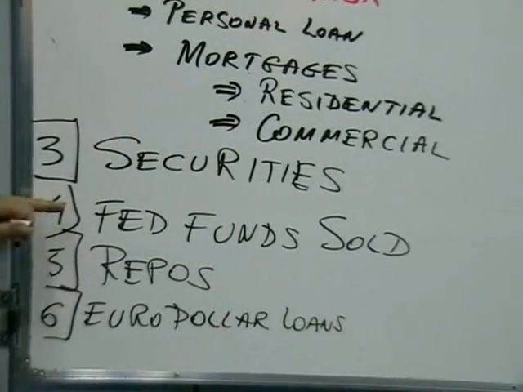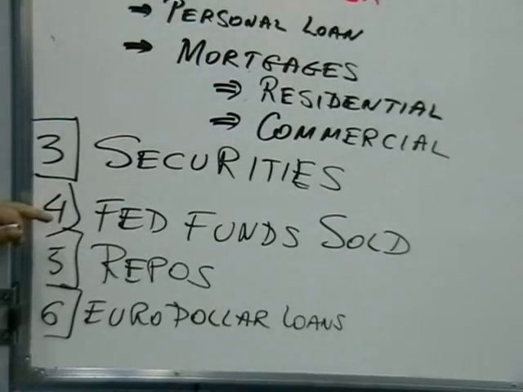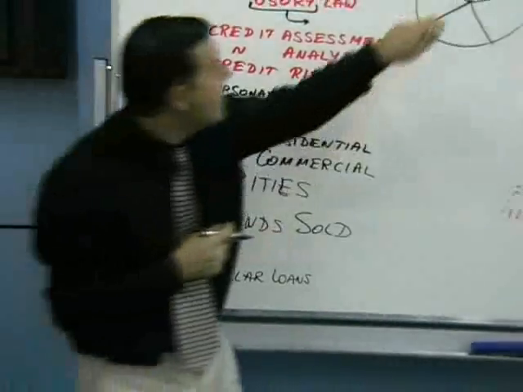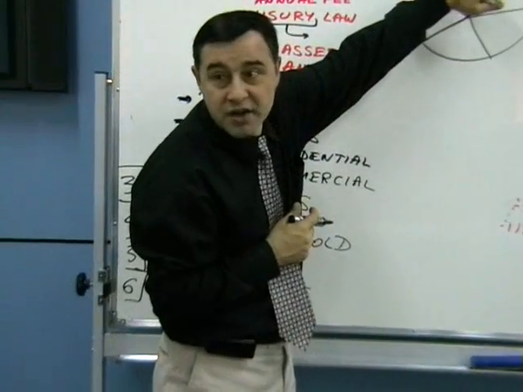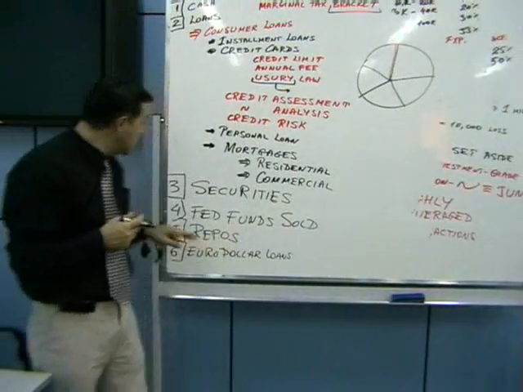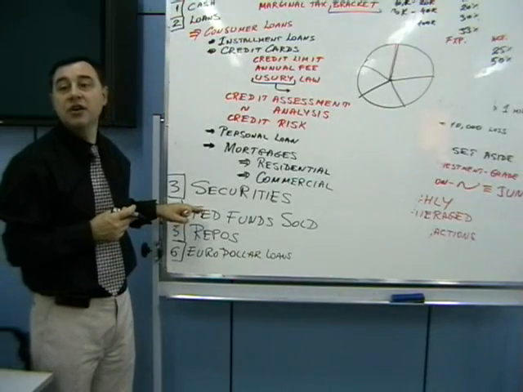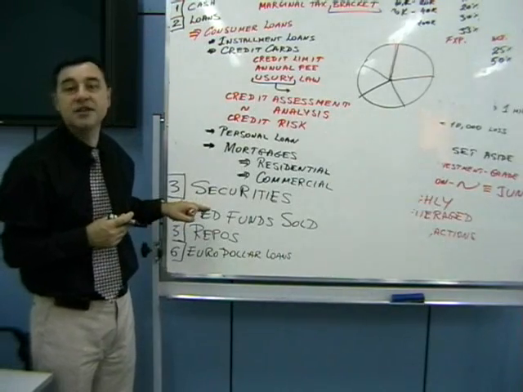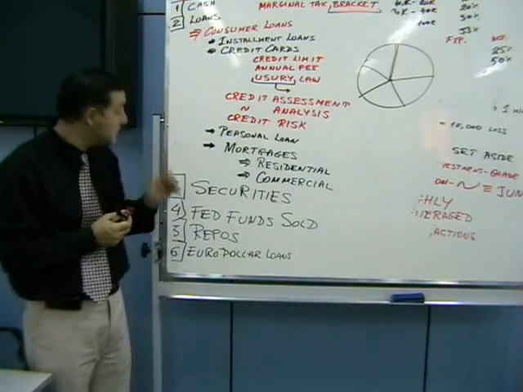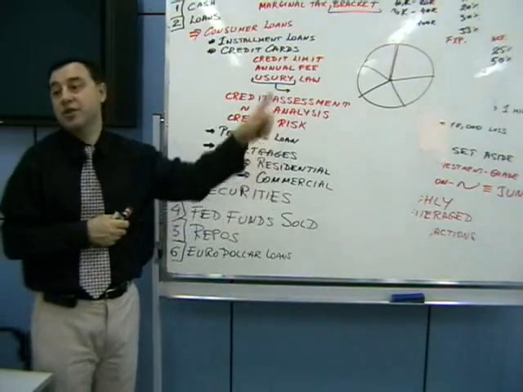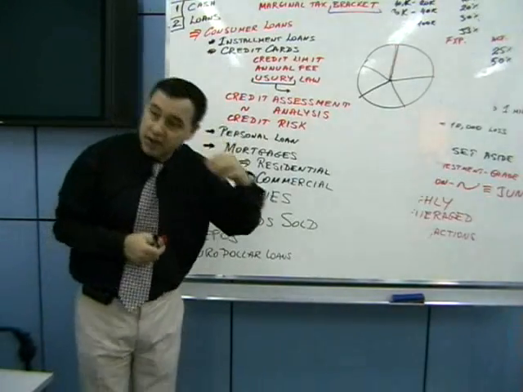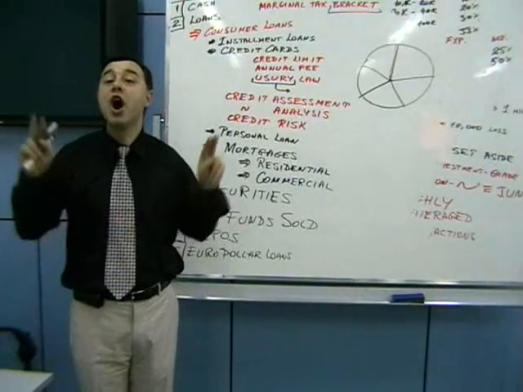Fed funds sold is a tiny little portion of the overall portfolio. Probably Eurodollar loans will be as big as this one, and the idea there is very simple. They'll use this to manage minimum reserve requirements and liquidity. If they need a little bit more to meet reserve requirements, they'll borrow it. That was on the liability side. If they have a little bit of excess reserve, they'll lend it out, possibly overnight.